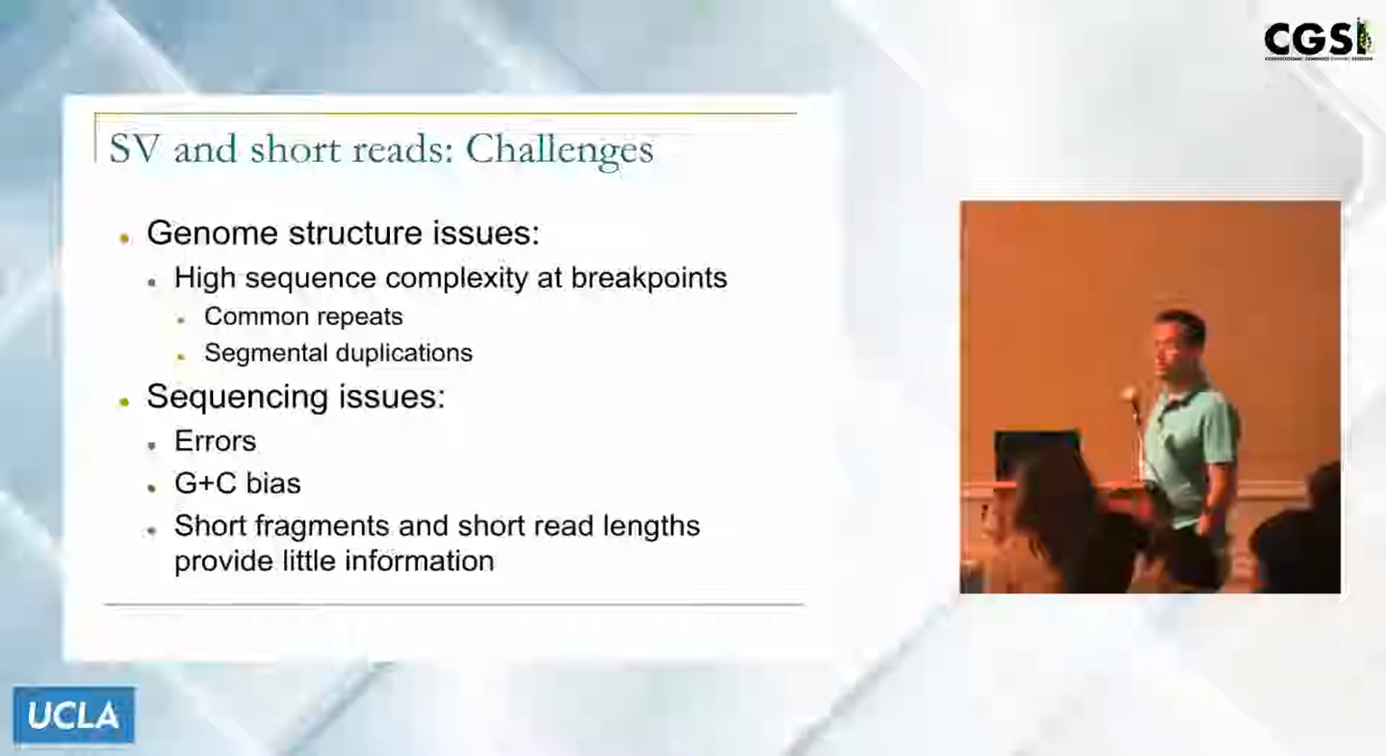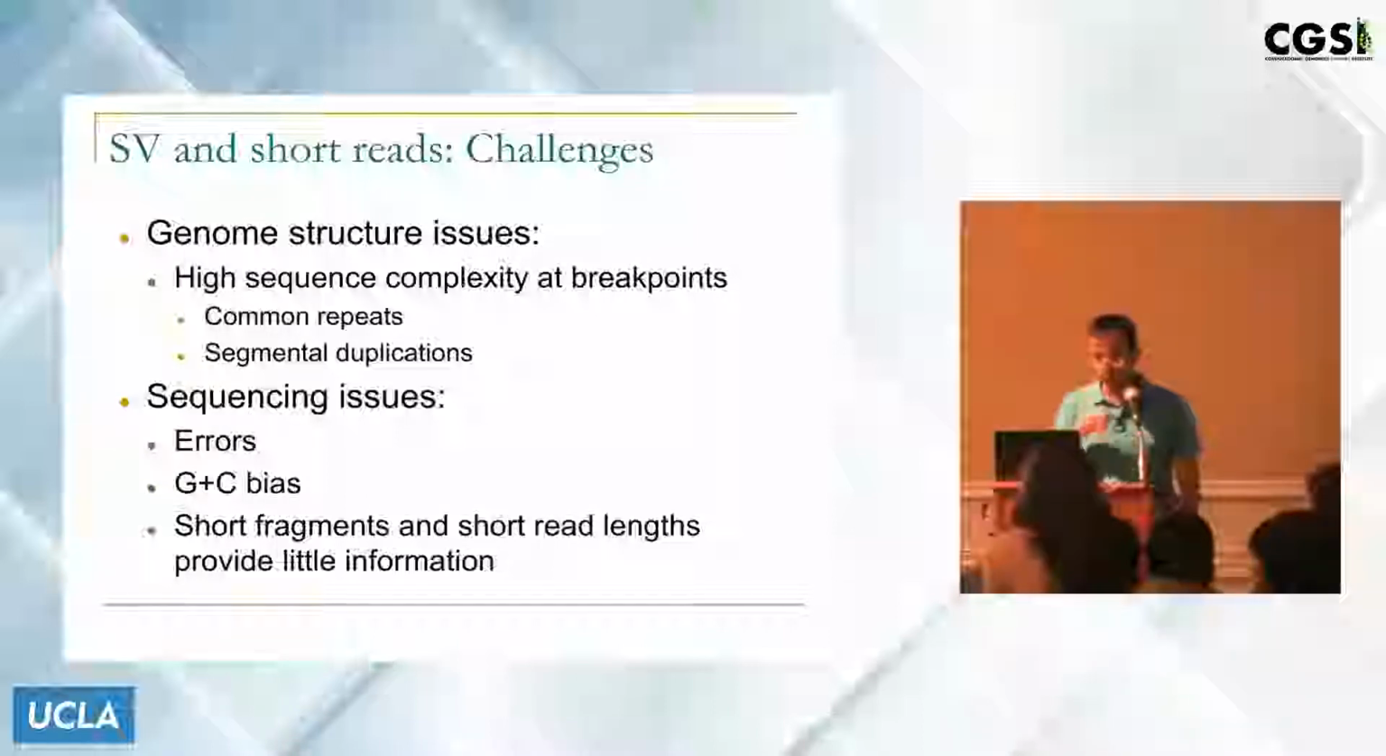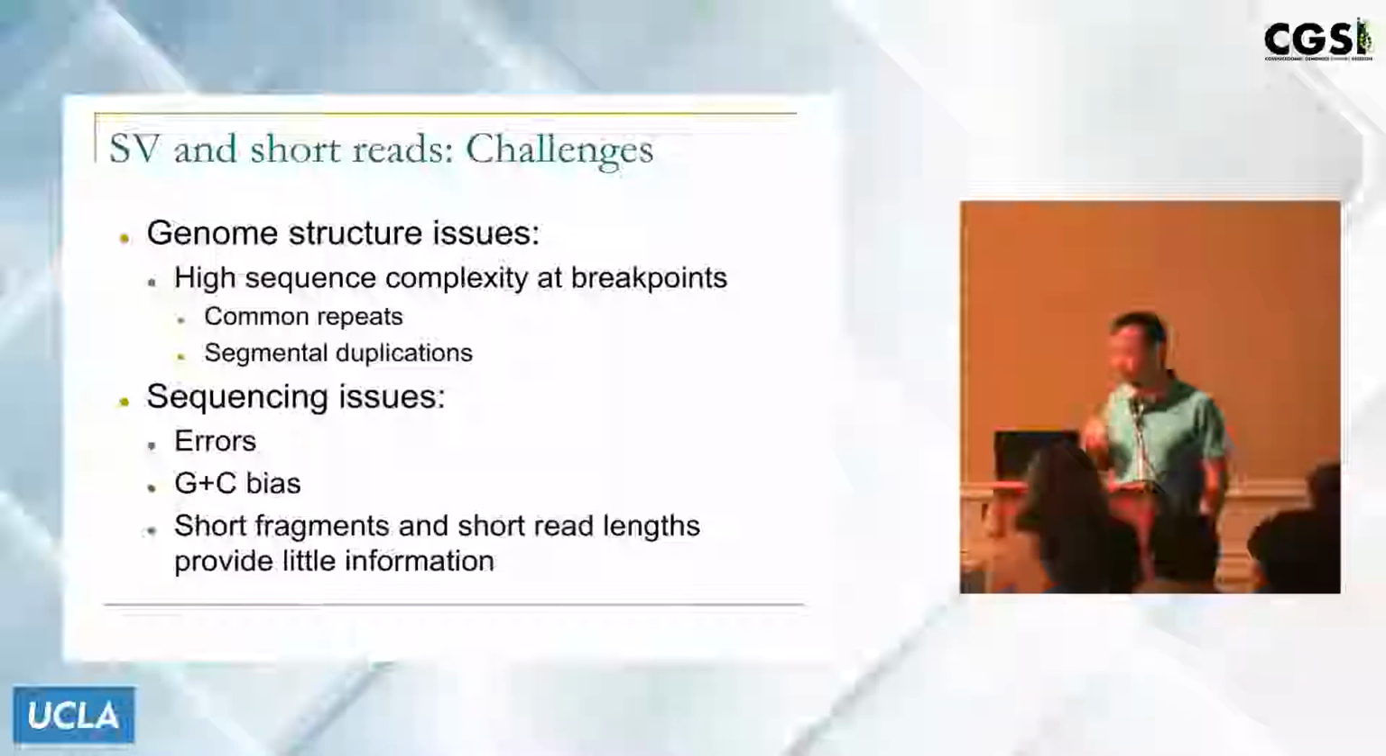We used to have GC bias in Illumina. We still do, it's not as bad. Basically, when the amount of G and C increases, you get fewer reads from the Illumina platform. And again, for Illumina, the short fragment size and short reads provide little information. This could be helped with long reads.